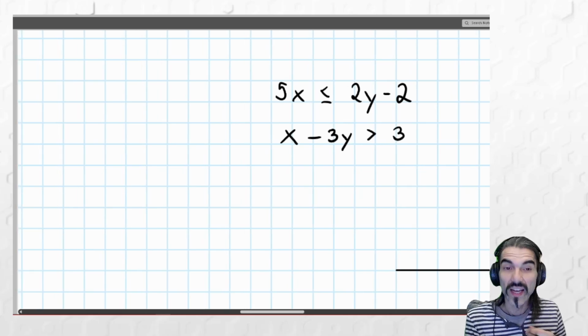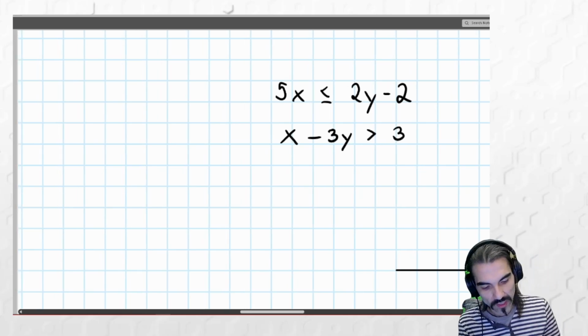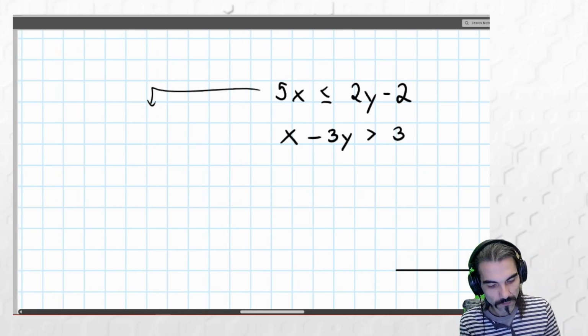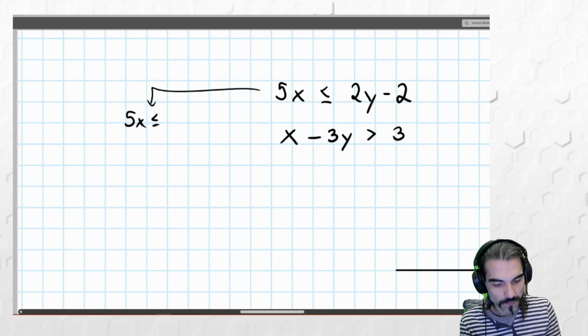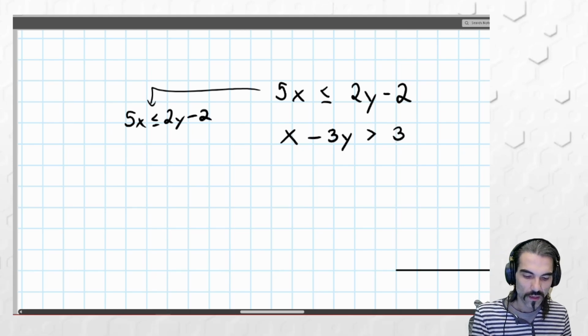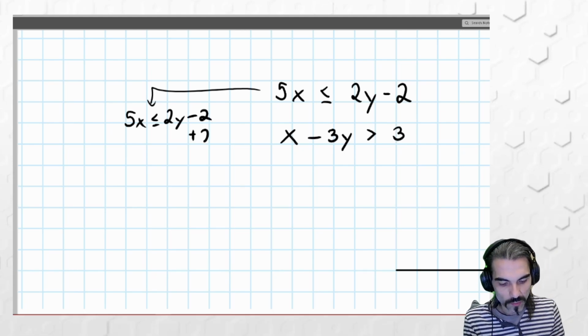So both of these are now scrambled, so we got to unscramble them. 5x, and I'm going to add a 2 to both sides.